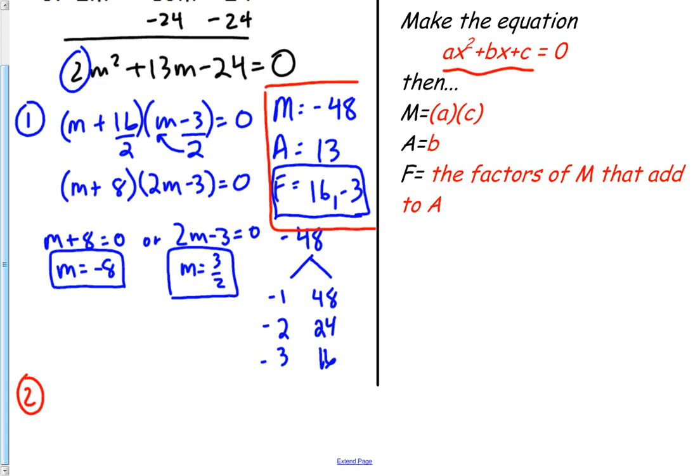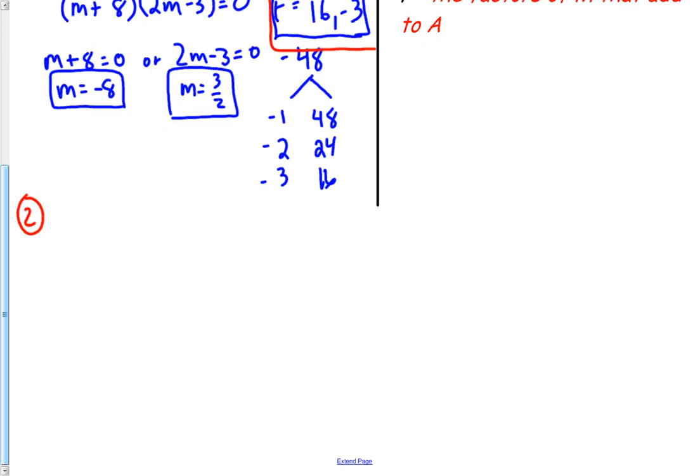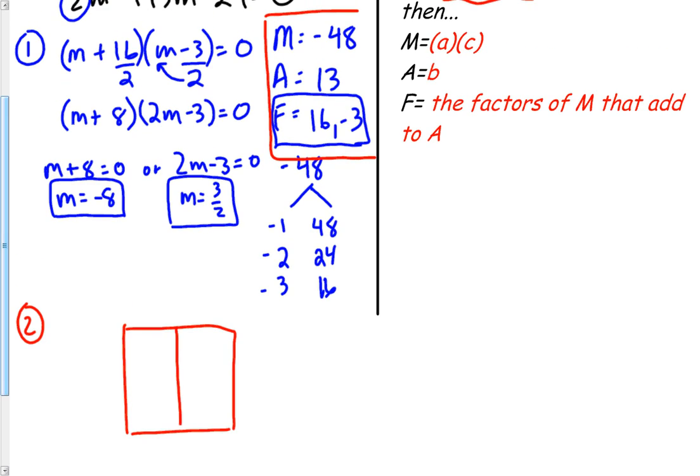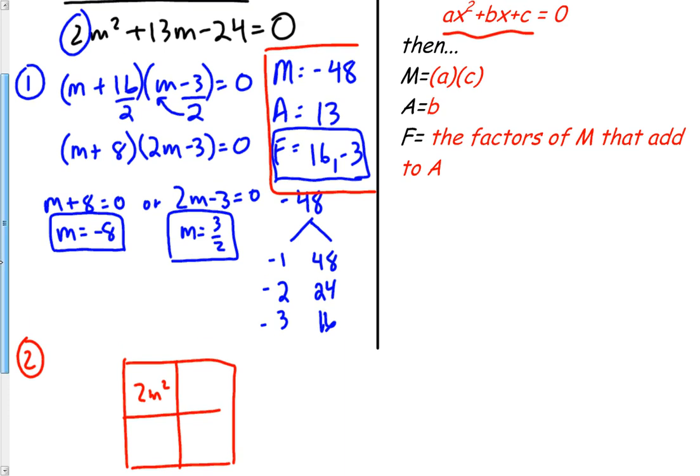This is another method that teachers at HF will use as well. For Punnett squares, you make a square, you put your leading term, which in this particular problem is 2m squared, in the first box. You put your constant in the fourth box, and you use the factors, the 16 and the negative 3, to go into the other two boxes.